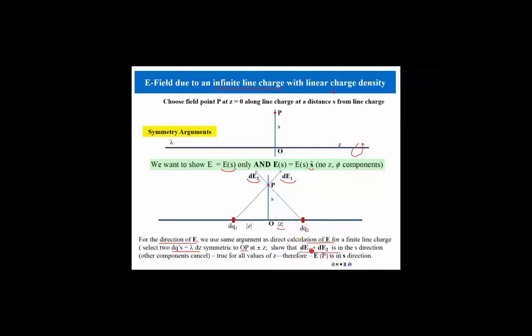And then we showed that the sum of these two differential vectors is in the s direction because the other components cancel. Well, this is true for all values of z. In other words, if we come way over here and we come way over here, we still have that symmetry, and so therefore we conclude that the E field at the position P is in the s direction, and that's true for an infinite line charge as well as for a finite one.